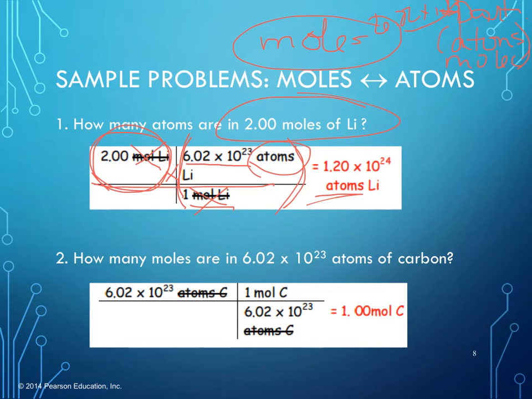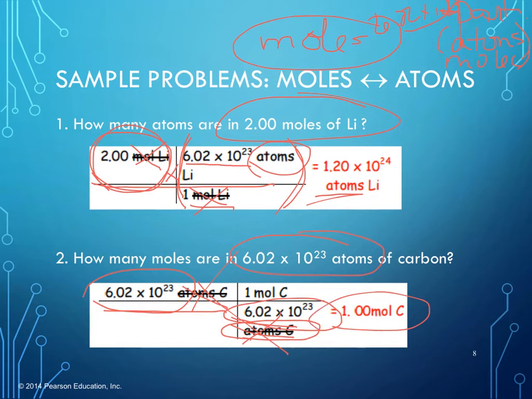If we started with atoms as our given information, we would have to flip the ratio so that atoms would be in the denominator so that they can cancel out. So you really need to include your units in these calculations and make sure they cancel out on the diagonal. And in this case, because 6.02 times 10 to the 23rd is on top, and then on the bottom in the conversion factor, this ends up being a division problem.